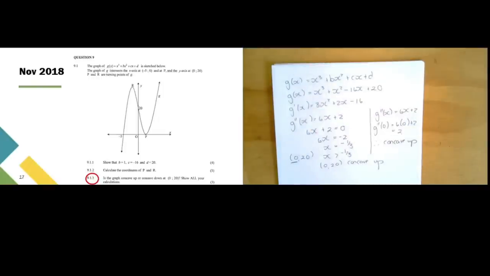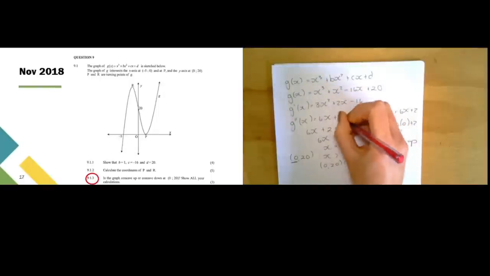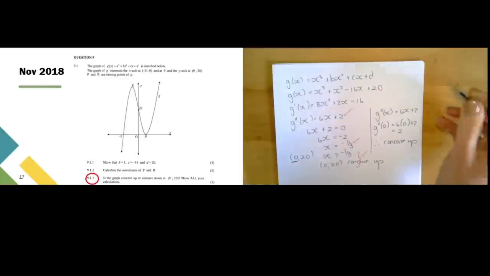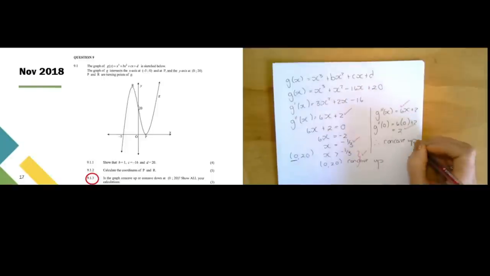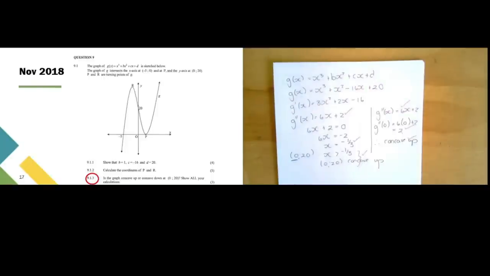Where would the marks have gone? It's a mark if you use the first method for the second derivative, calculating the point of inflection, and then for your explanation. If you use the second method, the second derivative, for substituting in the 0 and getting an answer bigger than 0, and then your final conclusion.